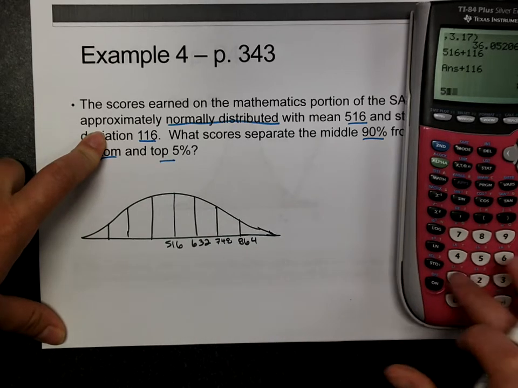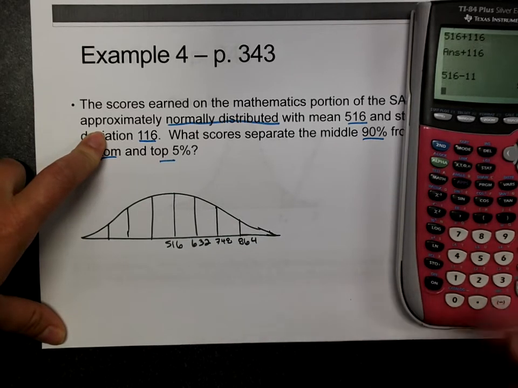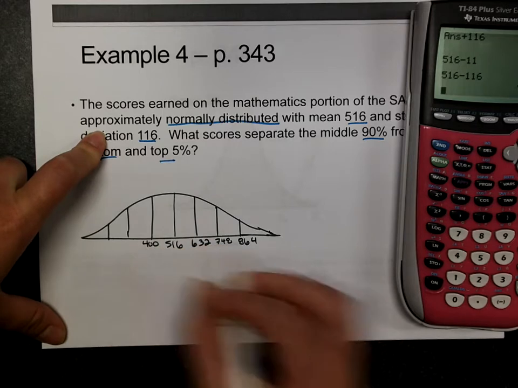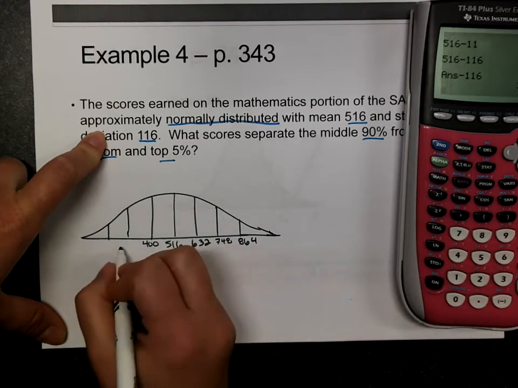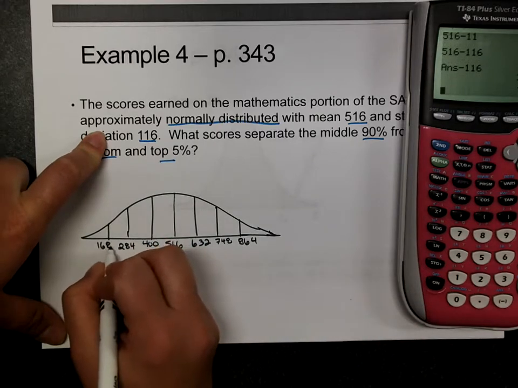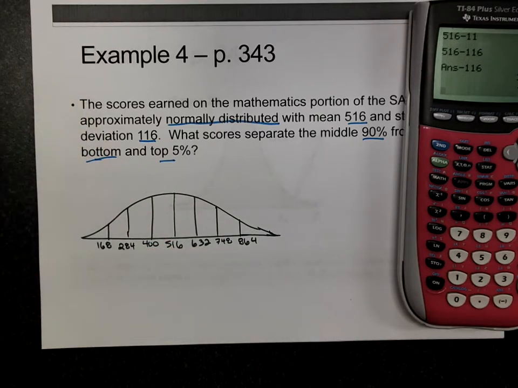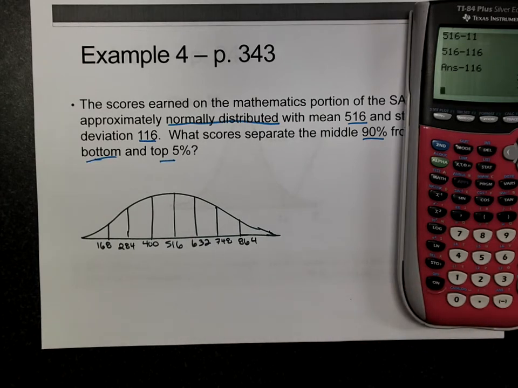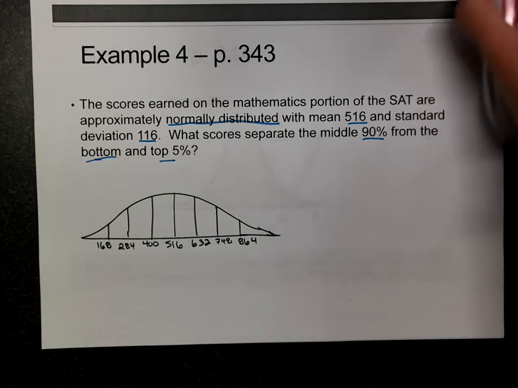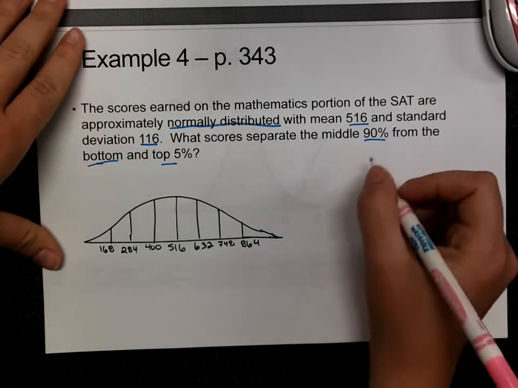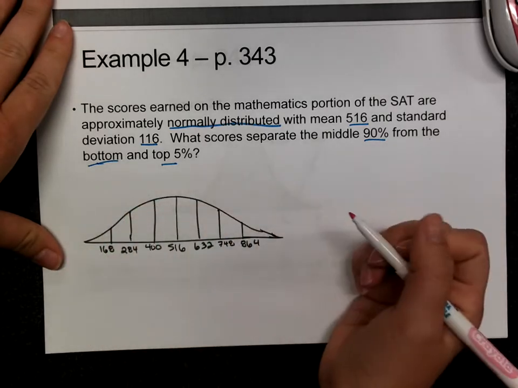And then subtract. I believe that's 400. Subtract again. And one more time. Again, we're just trying to get a span of values to help us make sure that our answer is reasonable. So from here, we want to know what scores separate the middle 90% from the bottom and top 5%.